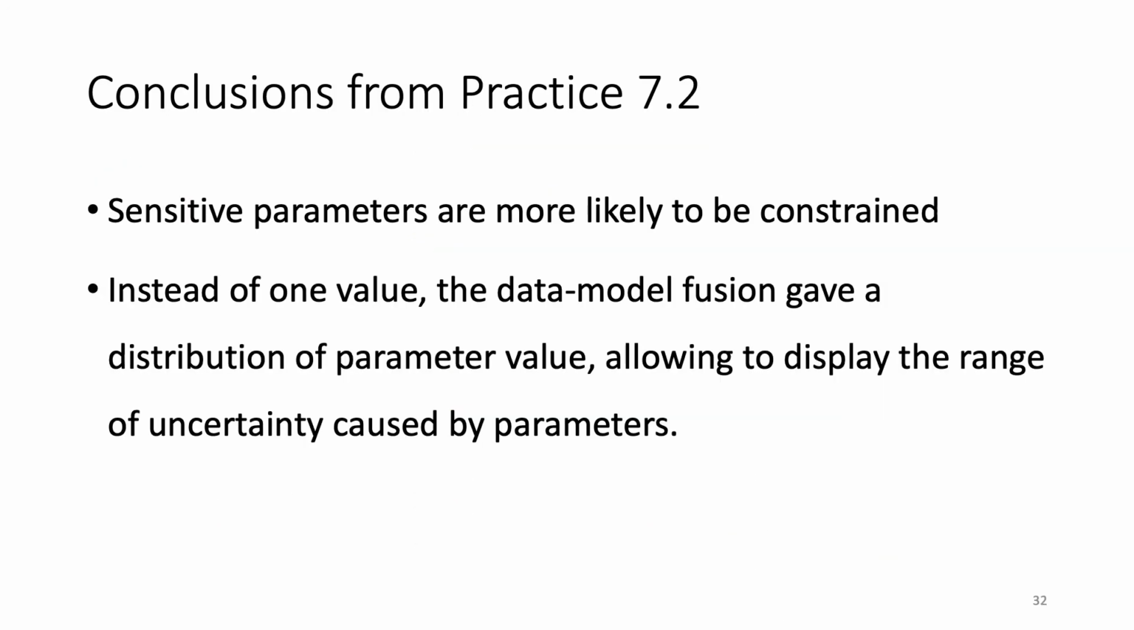Here are some conclusions from practice 2. We found that sensitive parameters are more likely to be constrained by data. And instead of one value, the data model fusion gave a distribution of parameter values, allowing us to display the range of uncertainty caused by parameters. With data assimilation, we could quantify uncertainties and partition them into different sources of error and process variability.